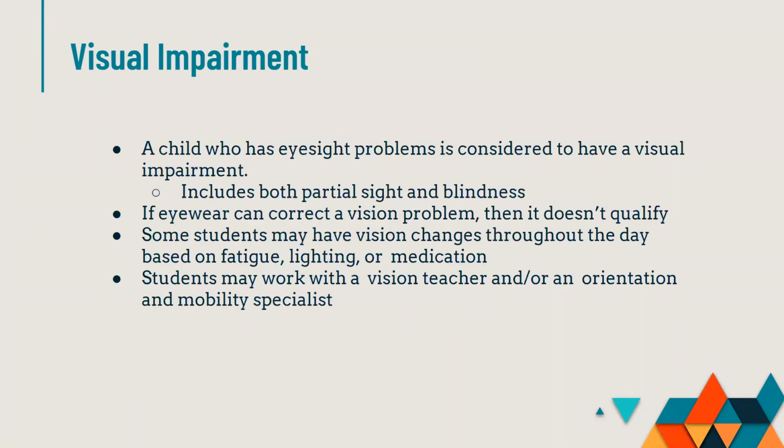The next category, defined under IDEA, is visual impairment. A child who has eyesight problems is considered to have a visual impairment. This includes partial sight or blindness. If eyewear can correct a vision problem, it does not qualify. Some students may have vision changes throughout the day based on factors such as fatigue, lighting, or medication. Students with visual impairments may work with a vision teacher as well as an orientation and mobility specialist.